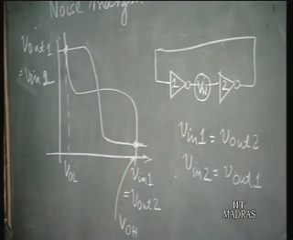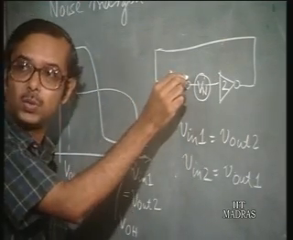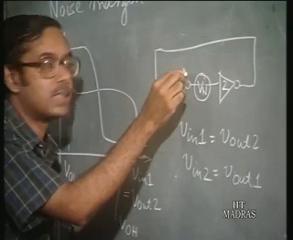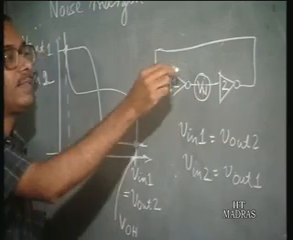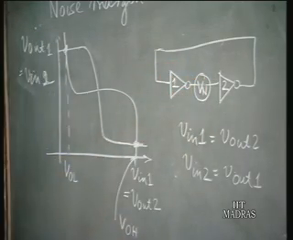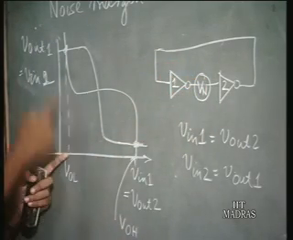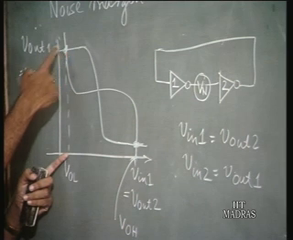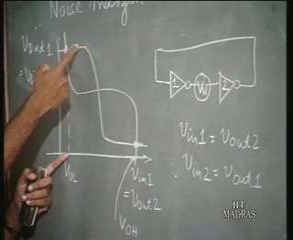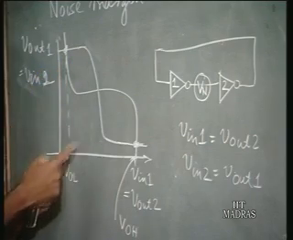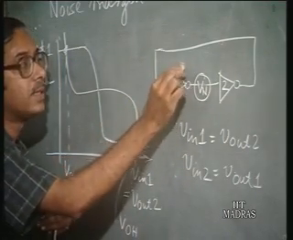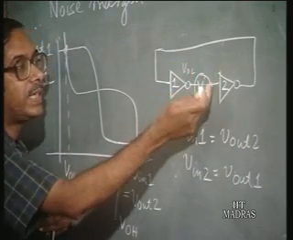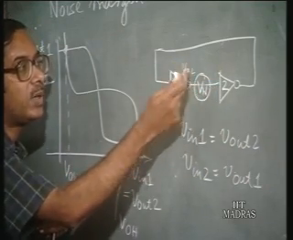Now, what is happening is, suppose this is low, say VOL, and so you have the same input to this. When the input here is VOL, the output is high. Now, if the input here is VOL, so the input to gate 2 is VOL plus Vn.